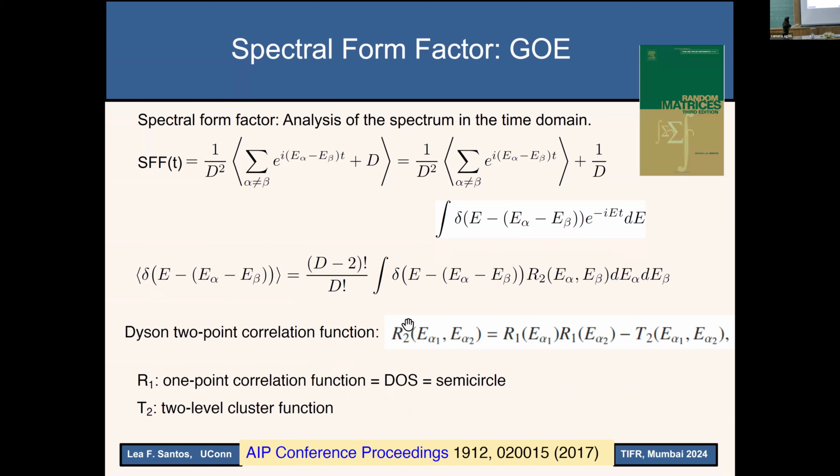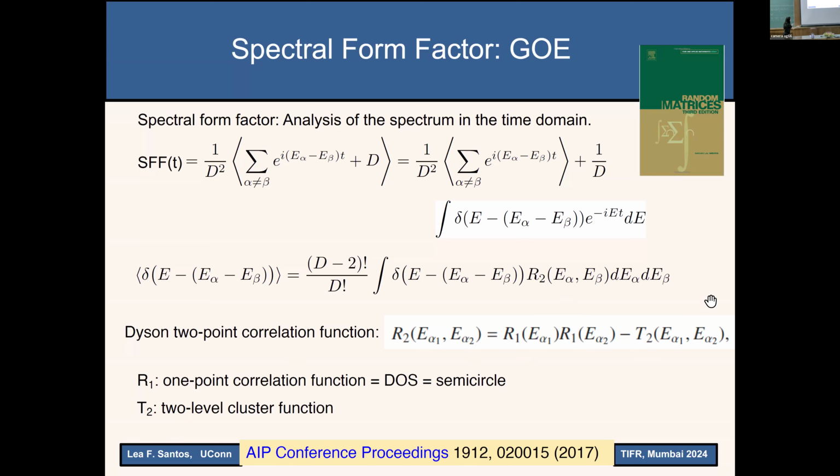This R2, this two-point correlation function, contains two terms. One term is the R1, as you will see in Mehta's book. What is the R1? It's the one-point correlation function. What is that? Just the density of states that we saw before. It's the semicircle. So this is the R1. The T2 term contained in this R2 is the cluster function. This is the one that appears when we have correlated levels.